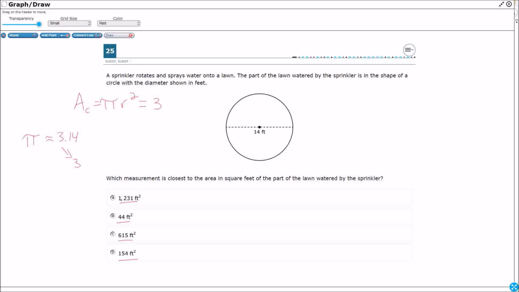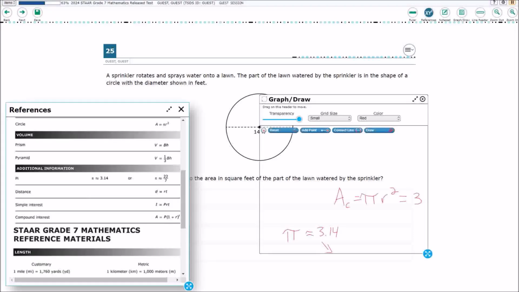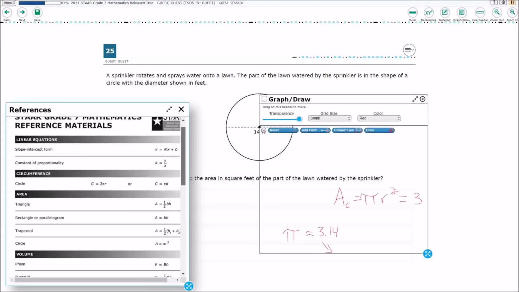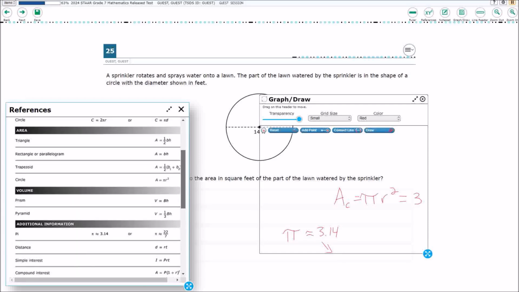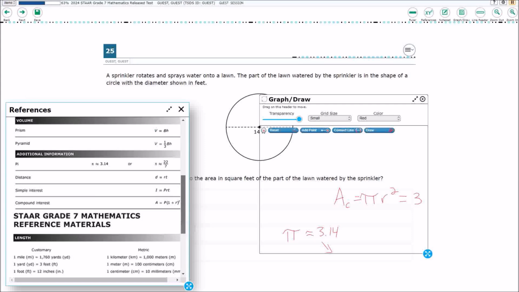Now we need the radius squared. All right, so we don't have the radius given to us. That's the one thing. And if we look back on our materials, you're not going to see anything about the relationship between the diameter and the radius. So that's something that we need to know, right? We've got that pi is 3.14. In case you missed it, it's always there on the additional information.